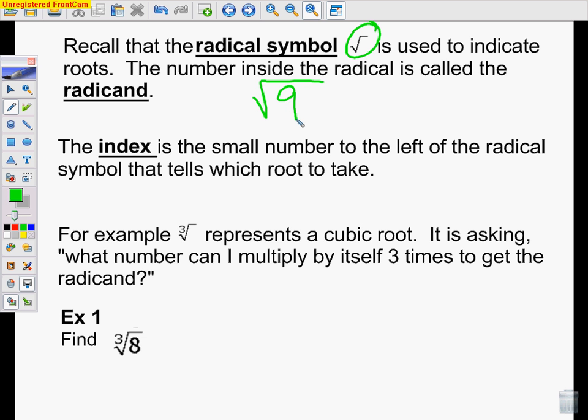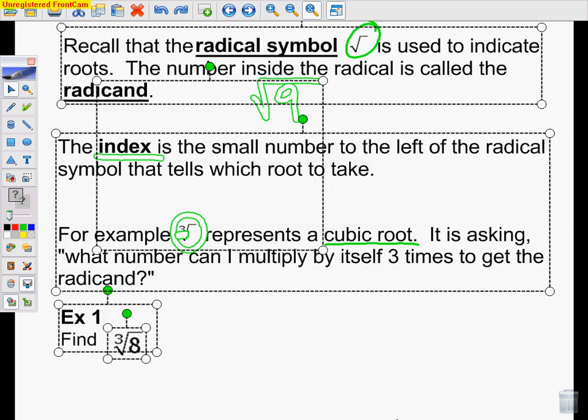All right. Next, we have this term index, and index is a small number to the left of the radical symbol that tells which root to take. For example, this symbol right here is called the cube root or the cubic root. And it's asking what number can I multiply by itself 3 times to get the radicand. Now, this 3, that's called the index. Okay, that's what we were talking about here. It's called the index.